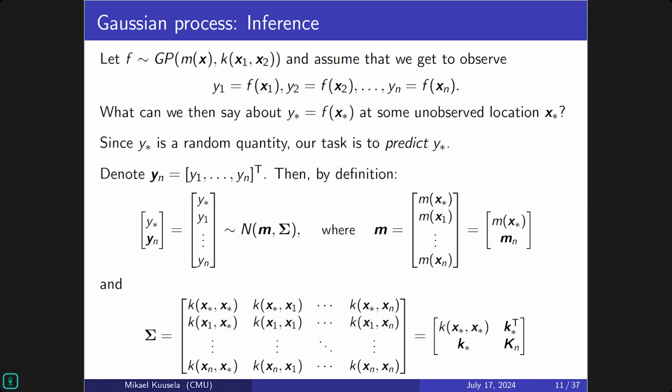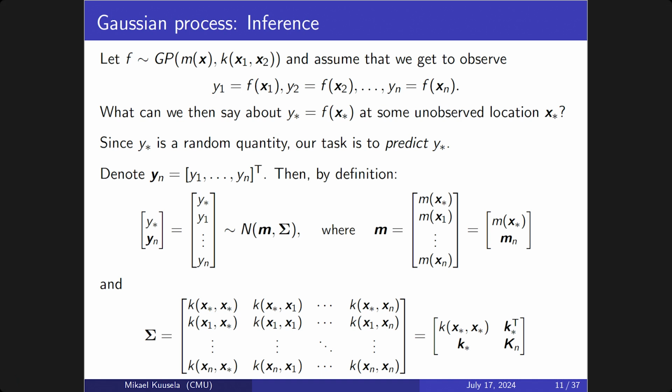We can divide the mean vector into the mean of the unobserved location and the mean of the observed locations. And then similarly, we can divide the covariance matrix into the part that comes from the unobserved location, the observed locations, and then the cross covariance between the unobserved and observed locations.